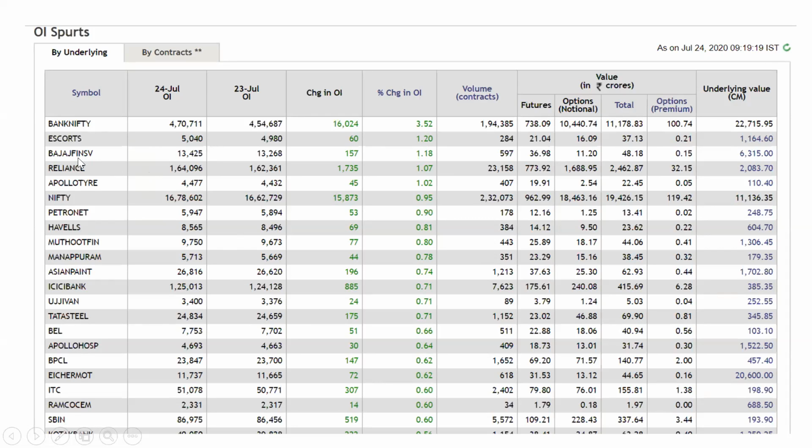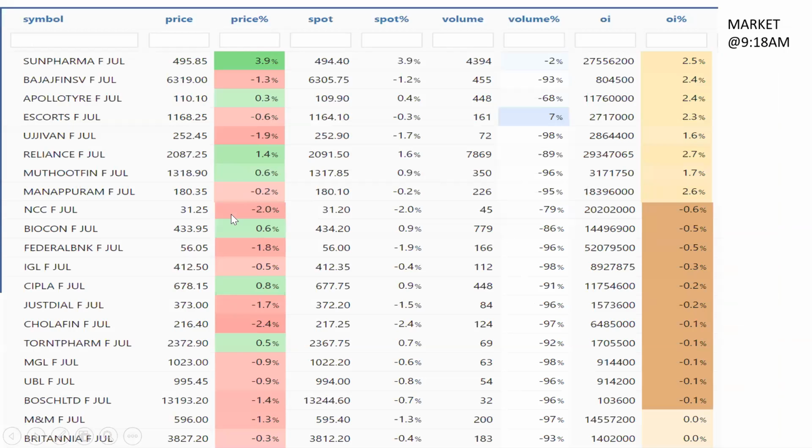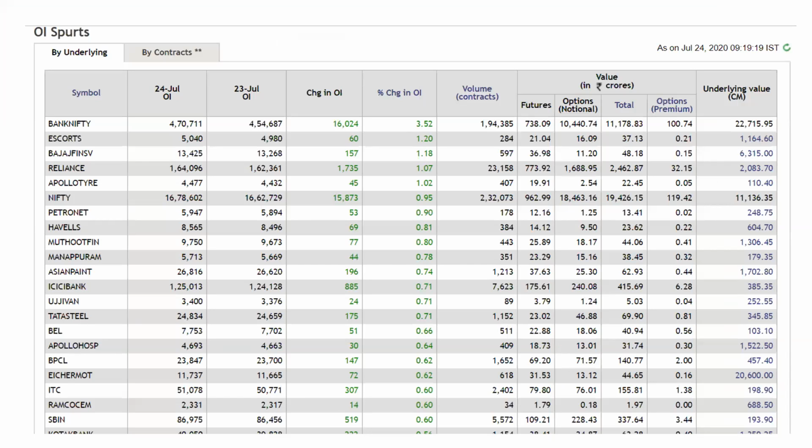Let's say we have Escorts, Bajaj Finance, Reliance, Apollo Tyre, Nifty, Petronet, adding positions very fast. So you need to pick any one, and you can always go ahead and check the OI. So what I did is, this is a software that I use. It is my FNO. It is little customized for us, so it is easy for us to use. But you can always use this free thing in NSE also to understand where is the highest OI happening.